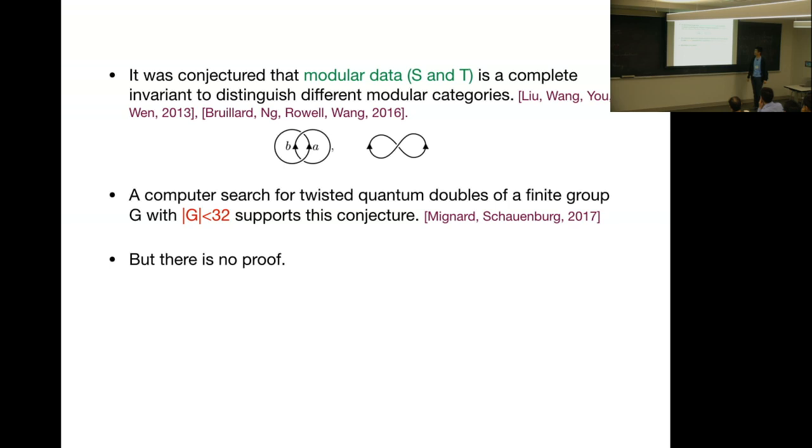Then later, two mathematicians used a computer search. They searched all kinds of Dijkgraaf-Witten theories. They checked finite groups up to group order 31, and they found that this conjecture was true up to group order 31. There is no proof. Okay, no proof.